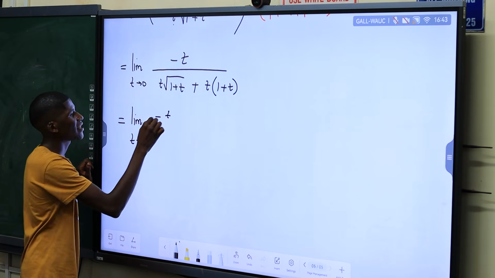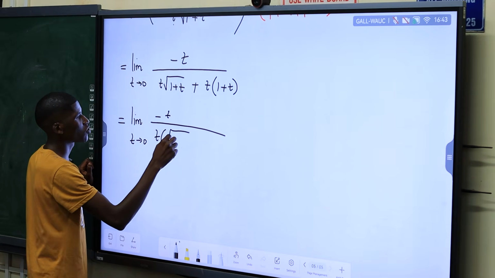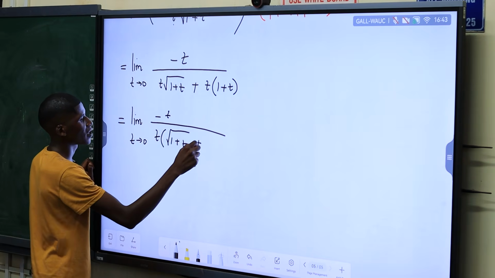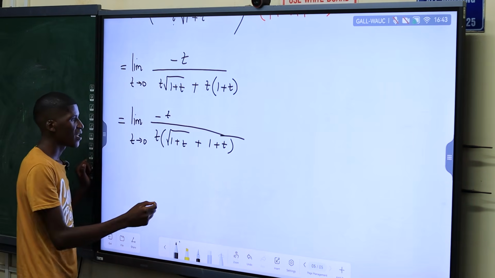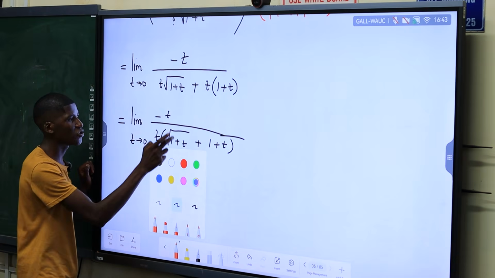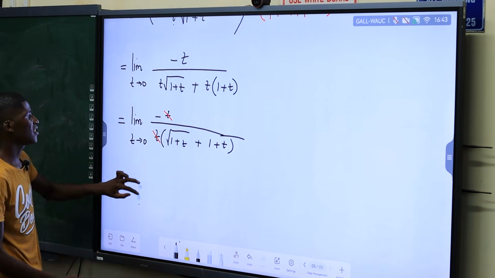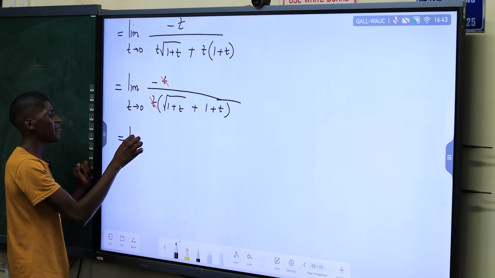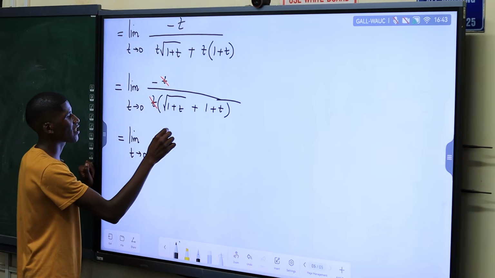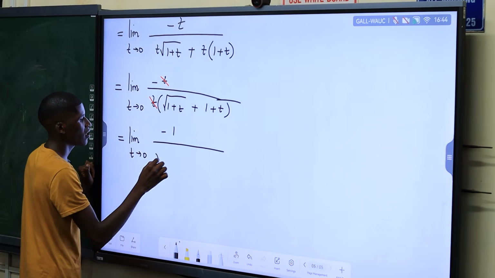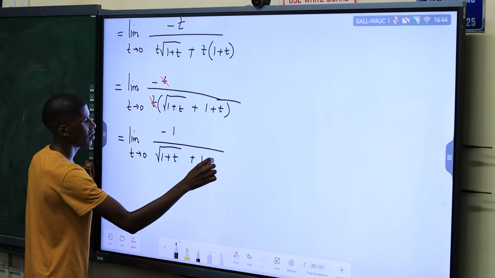So we say minus t over t times what remains: the square root of 1 plus t plus 1 plus t. So this t and t can cancel out. Such that we remain with the limit as t approaches 0 of minus 1 over square root of 1 plus t plus 1 plus t.